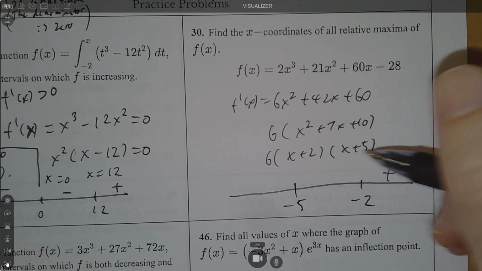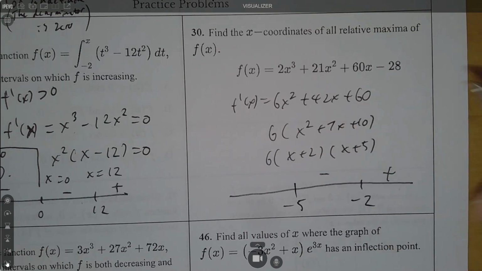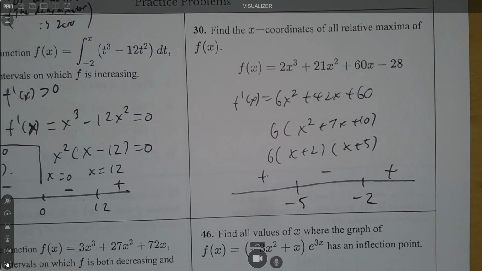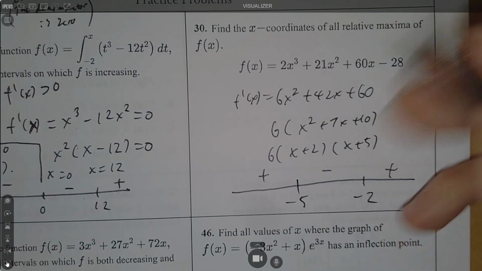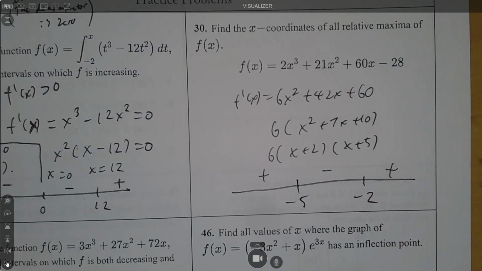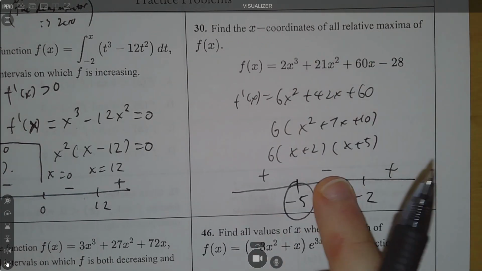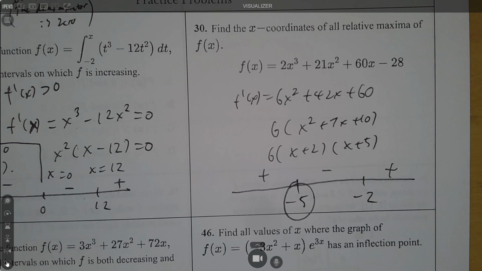Plug in like a -3. We're going to get negative for sure, and then we're going to get another positive. So I would say, okay, my relative maximum must be here at -5. That's my relative maximum because I'm going from positive to negative at that point. That would be the pretty sentence you would say, something along those lines.